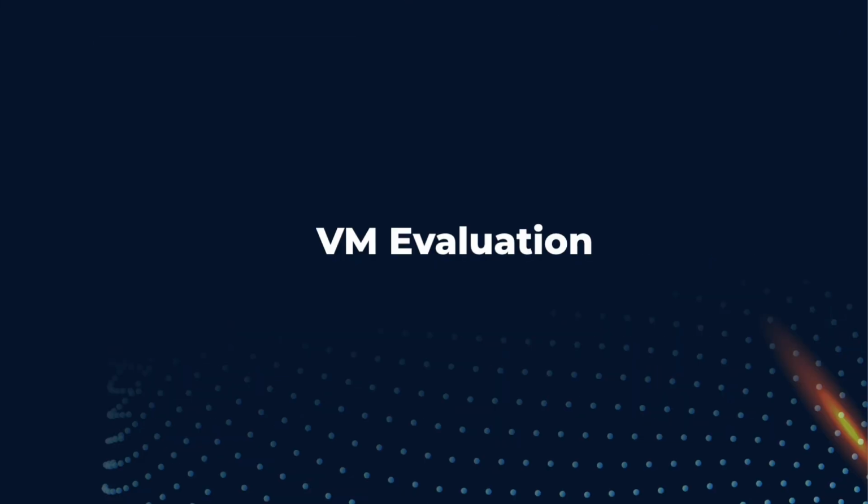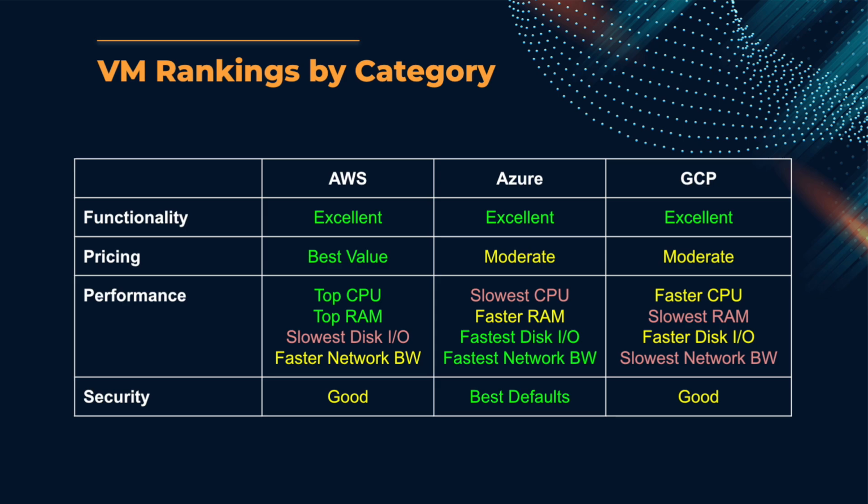Virtual machine evaluation. On this slide, we're looking at a traffic light view on how each cloud provider stacks up across the 4 categories. In terms of functionality, AWS, Azure, and GCP all earn an excellent green. Every provider handled VM creation, snapshotting, deletion, and basic integrations with 100% success. In terms of pricing, AWS stands out as our best value, delivering the lowest hourly and egress costs. Azure and GCP both sit in the yellow moderate band. They're competitive, but come in slightly above AWS's baseline.